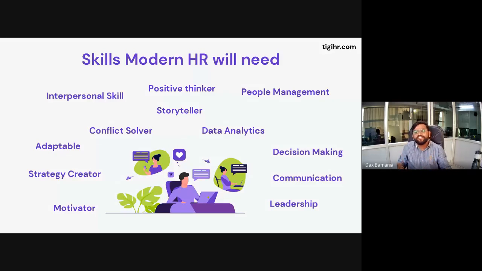About skills modern HR will need. See, this is actually important. In the previous time, traditional HR were good, but they had very few skills. But in the current trend or in the future trend, we are going to acquire many skills inside us. That is interpersonal skills, positive thinker, people management. We need to be a storyteller as well. Then conflict solver, data analytics, decision making, communication, leadership, adaptable, strategy creator, and motivator. So we need to gather multiple skills inside us. So prepare yourself as of now for the future, because the foundation is actually important, right?